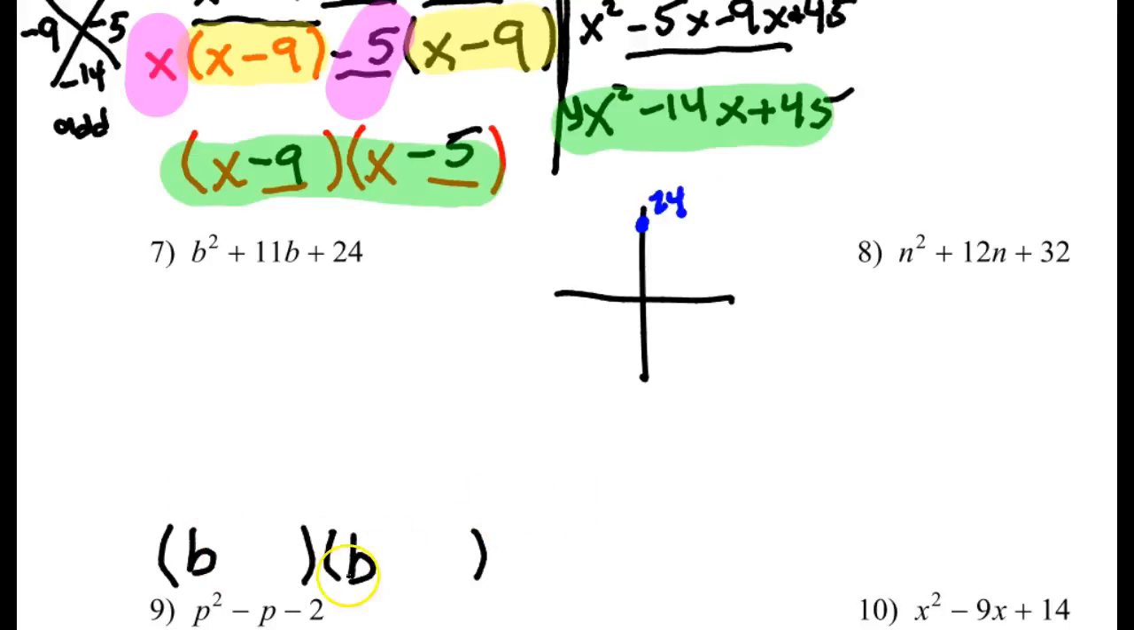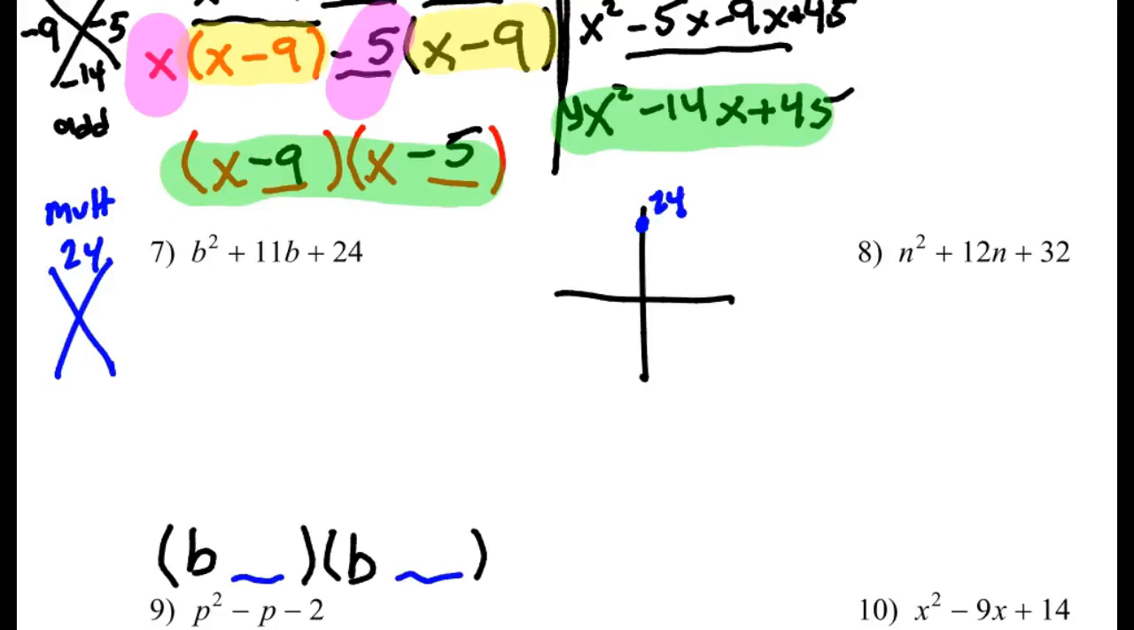So let's not forget what these numbers actually mean as we're doing this. All right, so we need two numbers, right, that multiply, right? No matter what two numbers I get right here, they have to multiply to 24. So they have to multiply to 24.